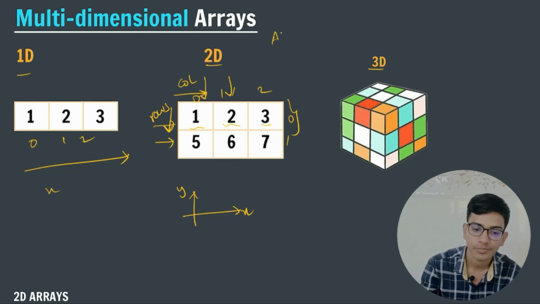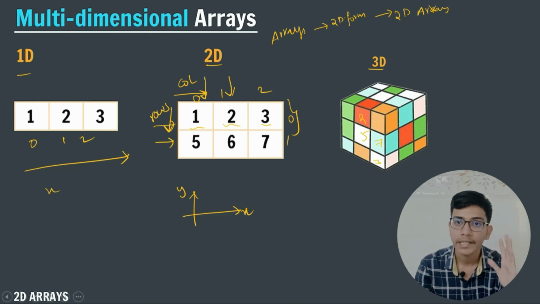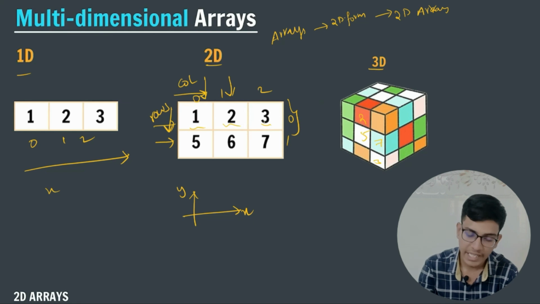If we want to represent arrays in 2D form, we call them two-dimensional arrays. Similarly, we have 3D arrays, where we store data in three-dimensional form, for example 2, 5, 7, 3. These are mostly used for graphic designing, RGB colors, and things like that.